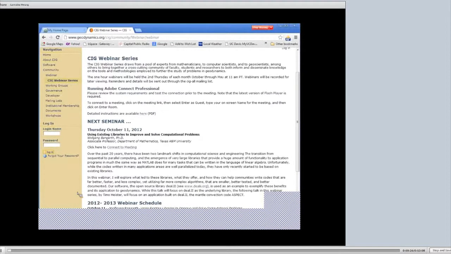His Deal.II library has won several computing industry awards, including the J.H. Wilkinson Prize for Numerical Software in 2007. Professor Bangerth is part of the team implementing the new ASPECT mantle convection code that uses modern numerical methods and builds on a set of existing high-quality software libraries, such as his own Deal.II. Today, Professor Bangerth will focus on the motivation for and usage of these existing libraries, including Deal.II.